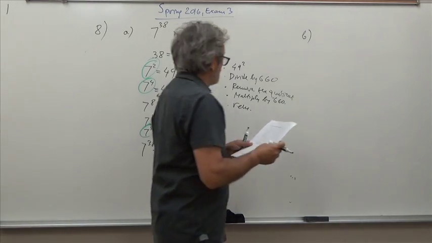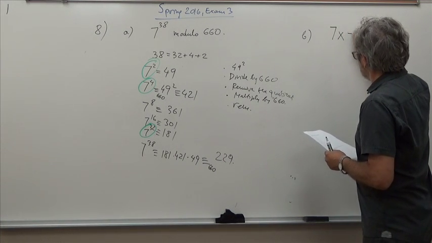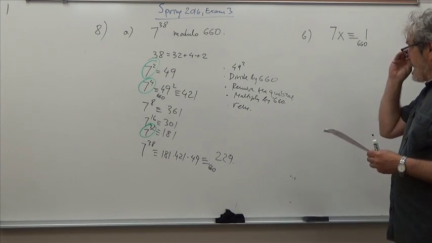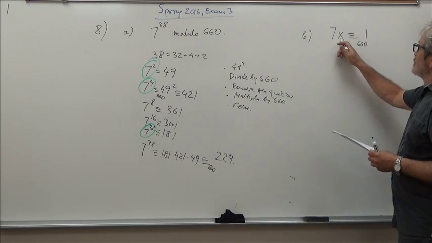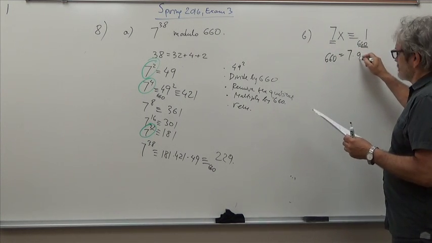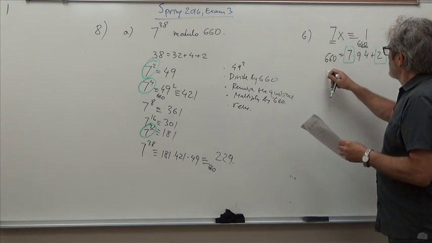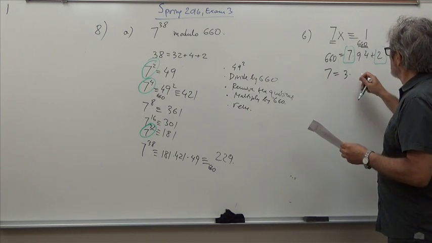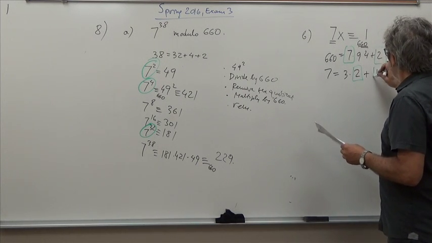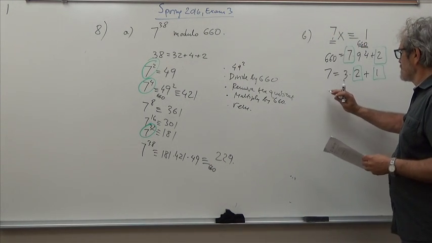And then what is the inverse of 7? So if I want to solve 7x congruent with 1 modulo 660, we said the following. We do the Euclidean algorithm for 660 and 7. So we go 660 is 7 times 94 plus 2, but these are reserved numbers. And then 7 equals 3 times 2 plus 1. And we need to get 1 because they're relatively prime, so from here we get what?